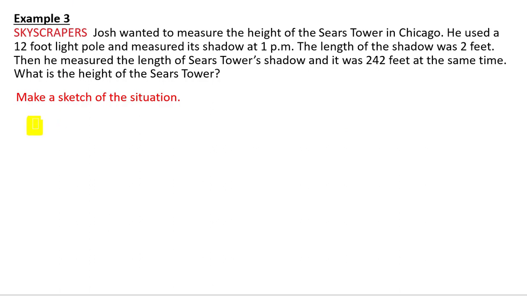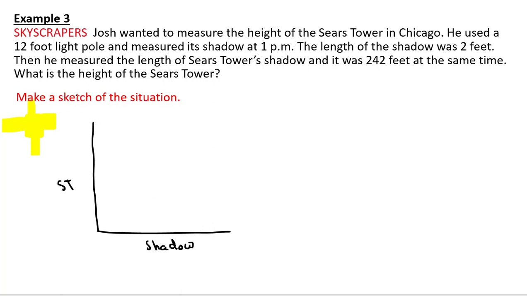Okay, so let's look at this. So here's my sun. Look at that sun. Okay, so I have, I'm going to call it Sears Tower. And it is perpendicular to the ground and is casting a shadow. If you think about it, the sun's up here, so it's casting its shadow there. And then he used a 12-foot light pole. So I'm going to say LP for a light pole, casting a shadow.